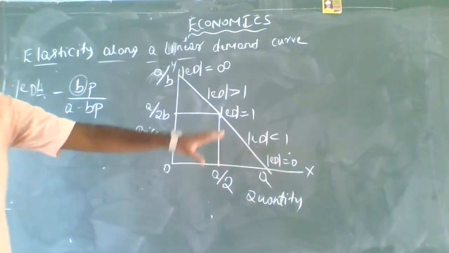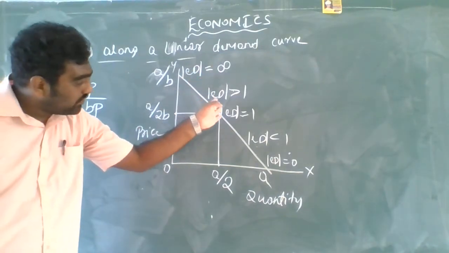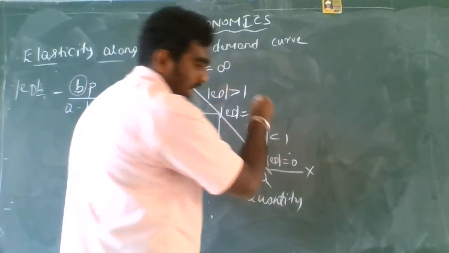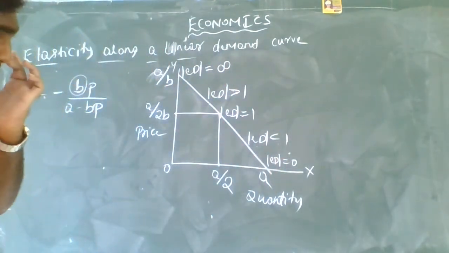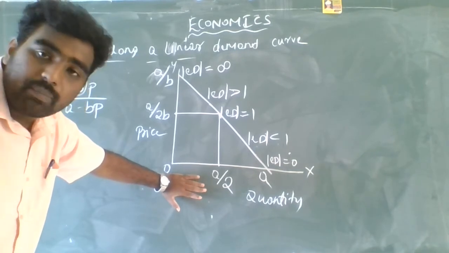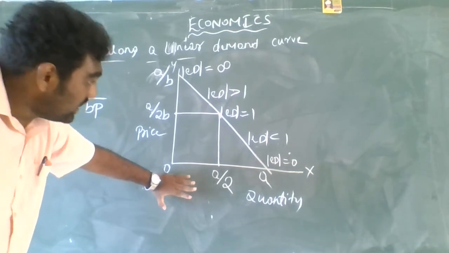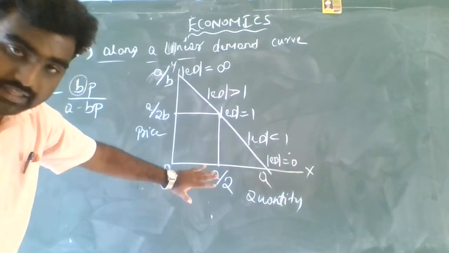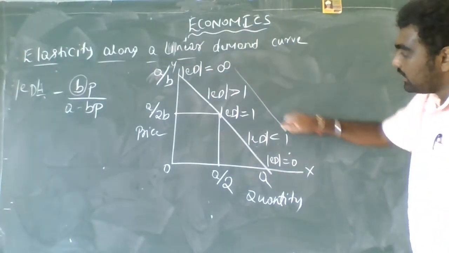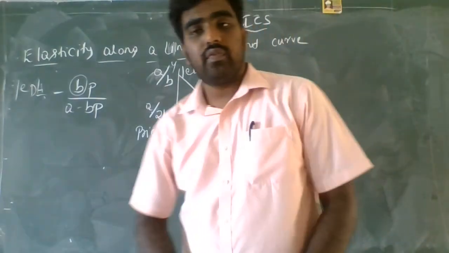So how will you arrive at these different points of elasticity of demand along a linear demand curve? With a graph alone, the understanding will not be better, guys. So let us take numerical examples and apply the numericals and prove these five conditions.